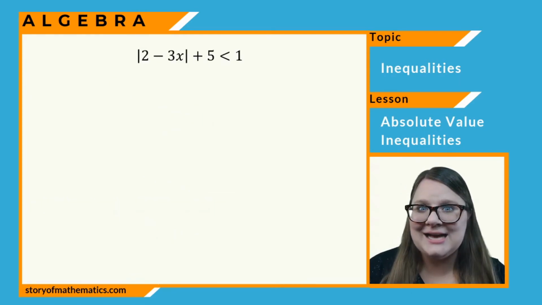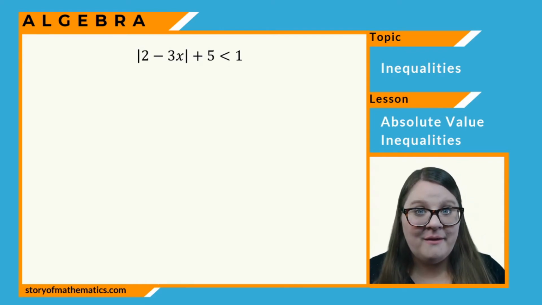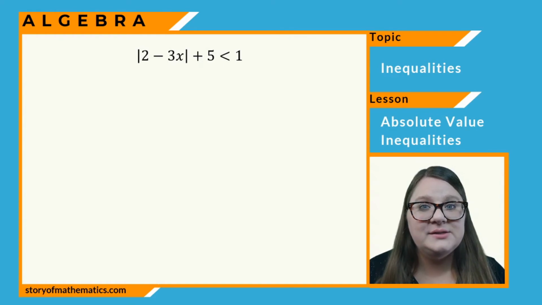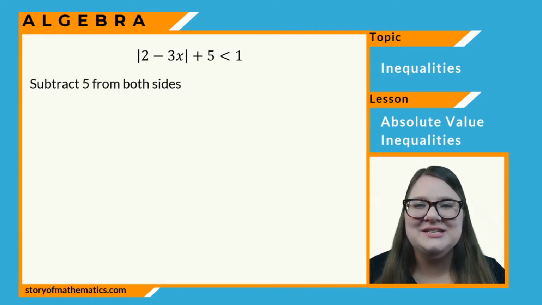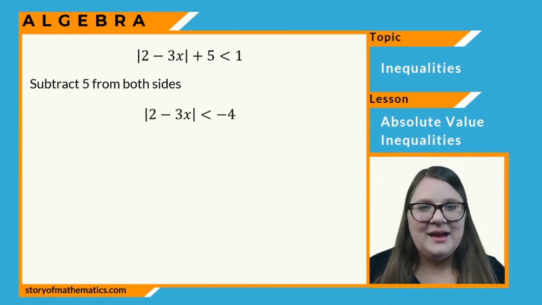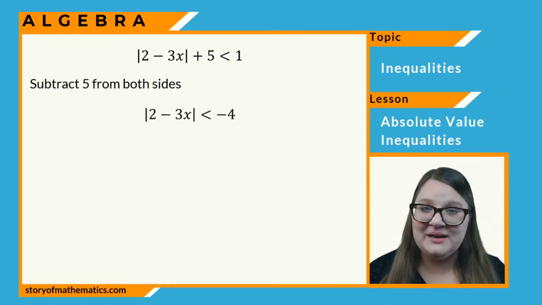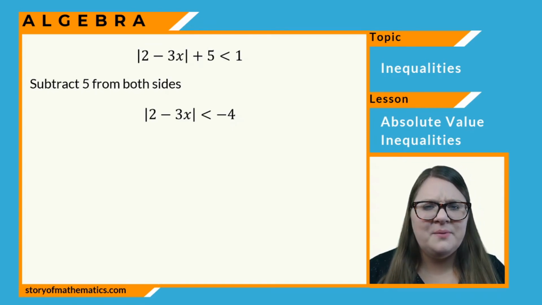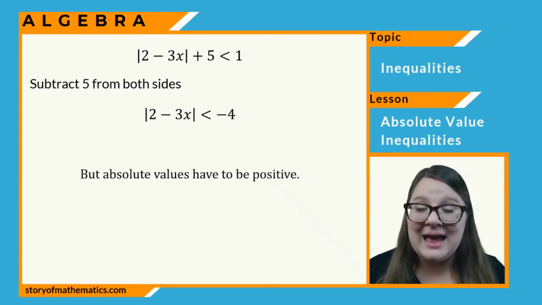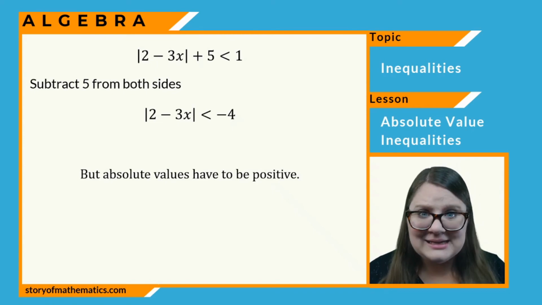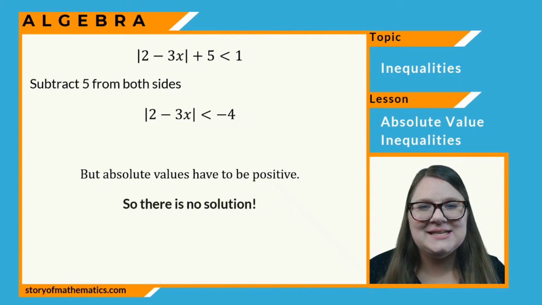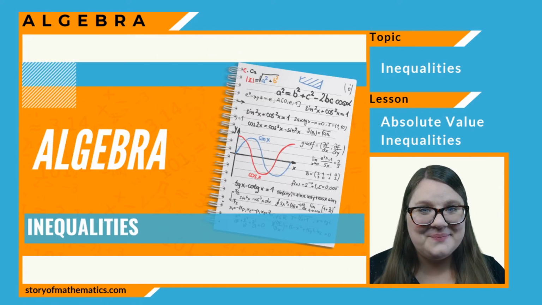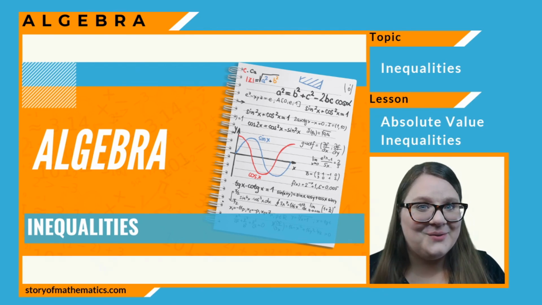What if we had this last inequality? Absolute value of 2 minus 3x, plus 5, is less than 1. Well, I'm still going to subtract 5 on both sides in order to get the absolute value by itself. And that gives me that the absolute value of 2 minus 3x has to be less than negative 4. But that should be worrisome for us because absolute values have to be positive. So they can't be less than a negative number. That means that this has no solution. So don't be afraid to answer that if this comes up. And that is how you solve absolute value inequalities.